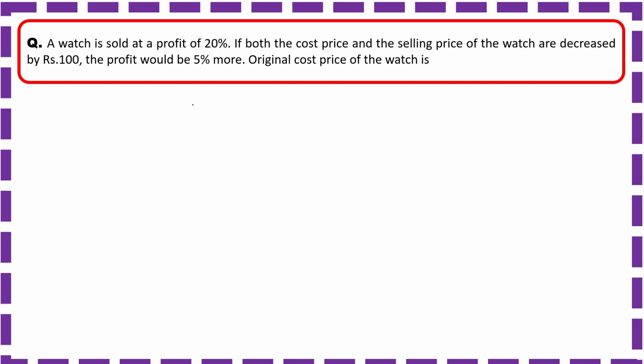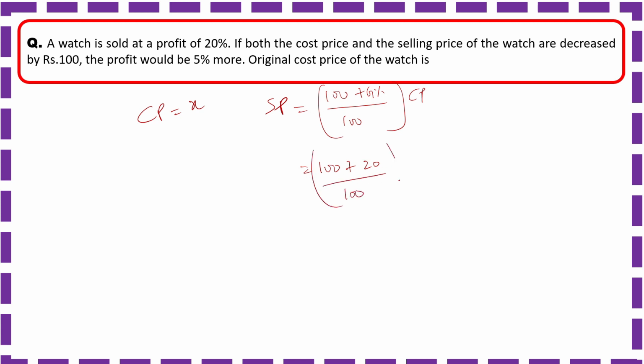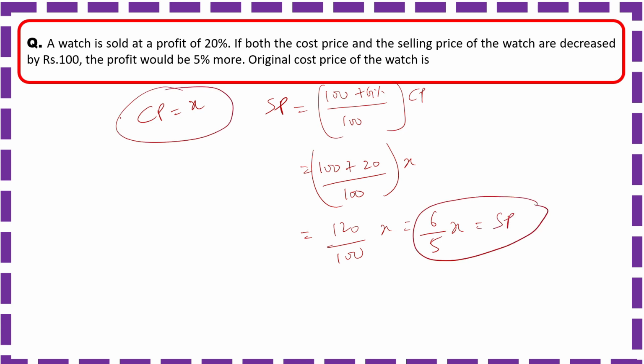See, we do not know the cost price, so let us assume the cost price to be X. And the selling price, SP, will be equal to (100 plus gain percent) by 100 into CP, right? So 100 plus, we know gain percent is 20, and CP is X, right? So 120 by 100 into X, that is equal to 6 by 5 X. So this is SP. CP, we assumed it as X.